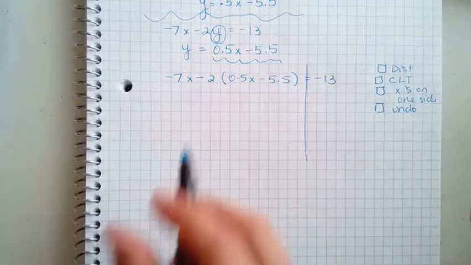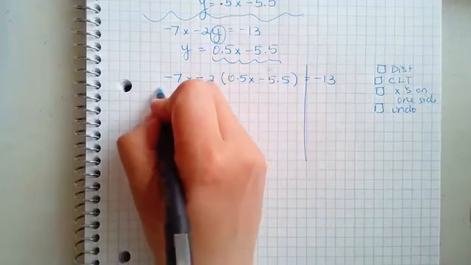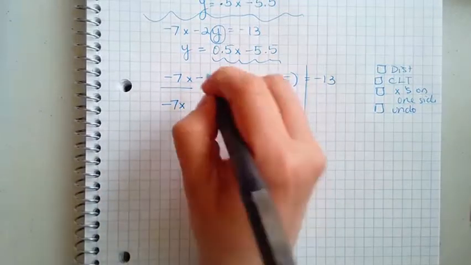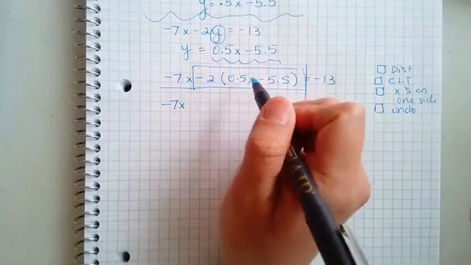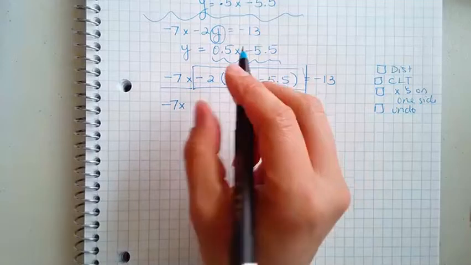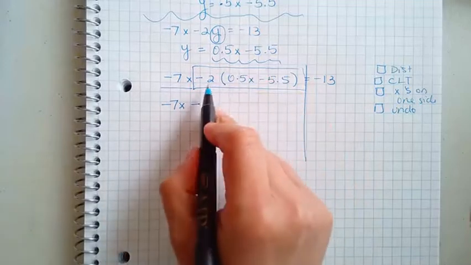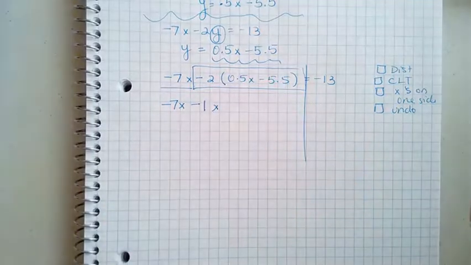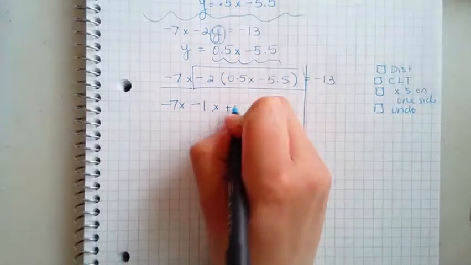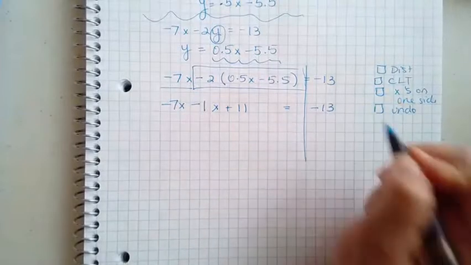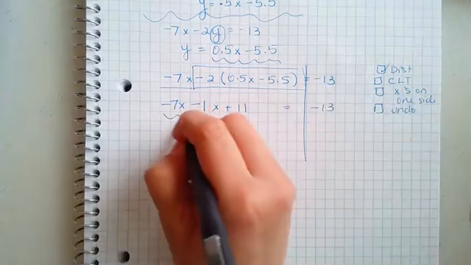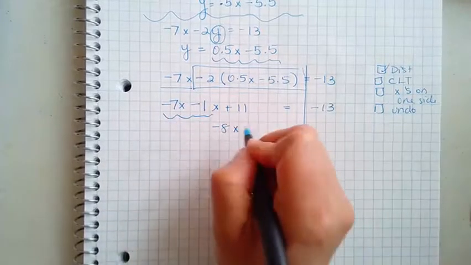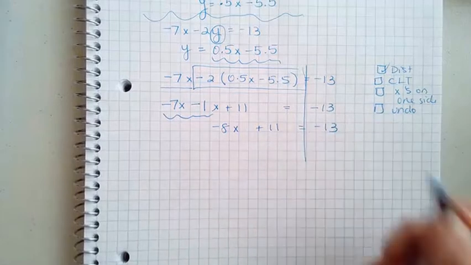There's definitely distribution. It's right here. So I'm going to bring this down, and I'm going to focus on this right here. -2 times 0.5x. Don't hesitate to do it on the calculator. That's going to be -1x. -2 times -5.5, and I'm just double checking because I don't want to make a mistake for you guys, is going to be +11 equals -13. Done my distribution. Now I have to combine my like terms, and I have 2 I can combine here. And I get -8x plus 11 equals -13.